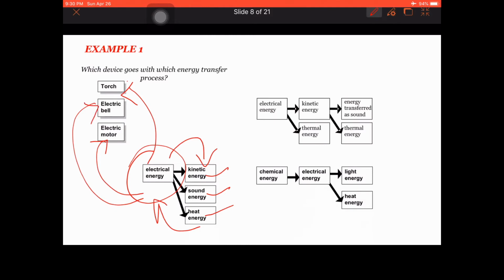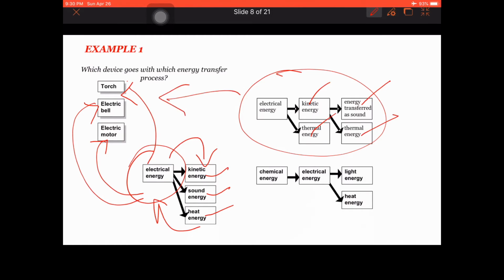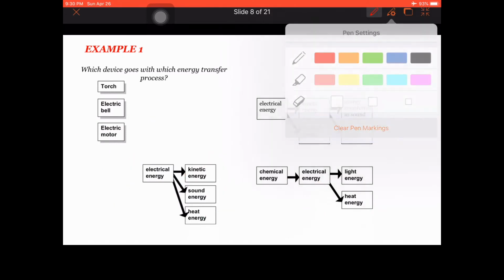So here we have electrical energy to kinetic energy, sound and heat energy. Which object has this transfer? And we have the second one, electrical energy to kinetic energy and thermal energy. And finally, we have energy transferred as sound and thermal energy. Which one is an object that has this energy transfer? And finally, chemical energy to electrical energy to light energy and heat energy. So we're going to find out the answers.